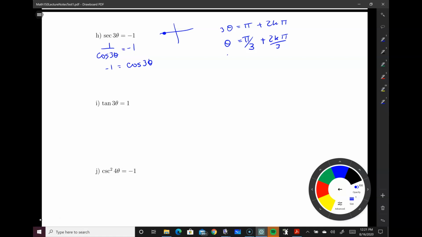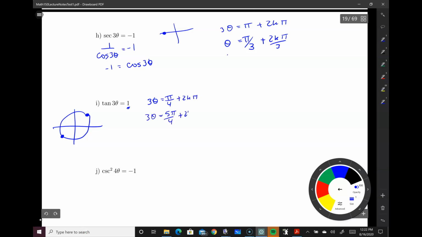All right, tangent of theta is like sine over cosine. So when does it equal a +1? When do the sine and cosine of an angle give you the same number so that I get 1? Well, that's going to be here at pi over 4, and that's when they're both positive, and back here at 5 pi over 4 when they're both negative. So pi over 4 plus 2k pi, and then this angle 5 pi over 4 plus 2k pi, and then finishing solving for theta, dividing through by 3.